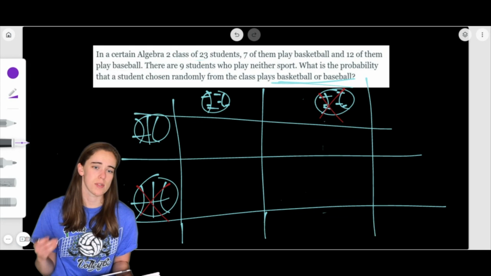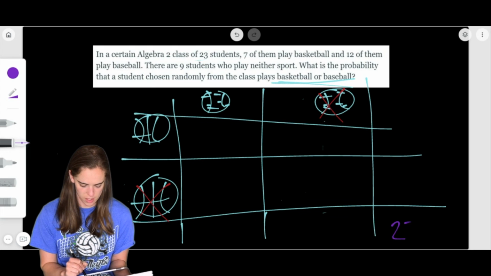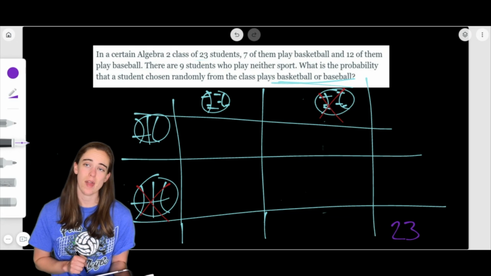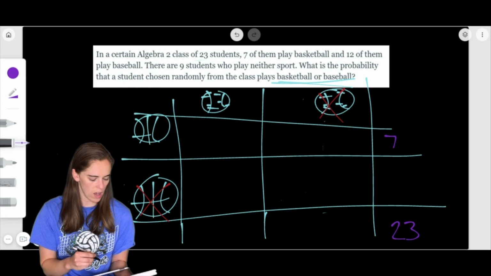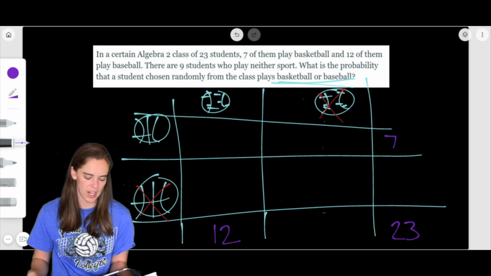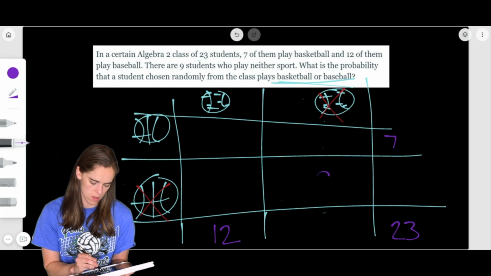All right, so we're going to set this up the same way. For this one, we have 23 total students. We have 7 of them that play basketball, so 7 total play basketball. We have 12 that play baseball, so we've got a 12 down here, and 9 that don't play either.